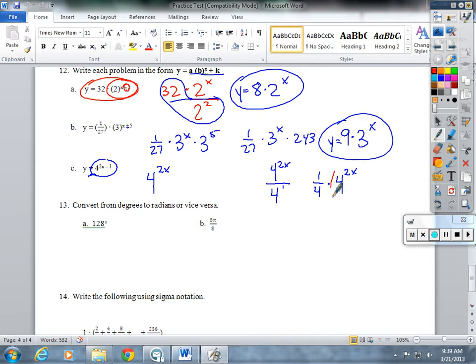Okay, so to simplify that, we want to actually figure out what is 4 squared. So we have 1/4 times 16 to the x.